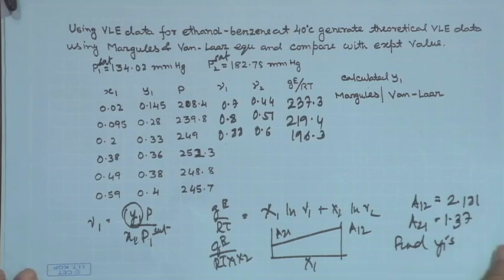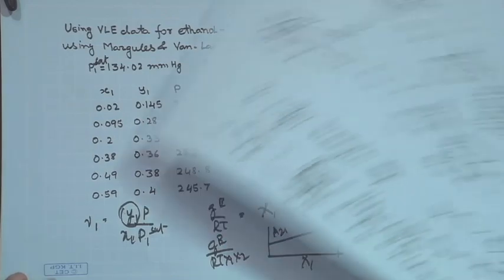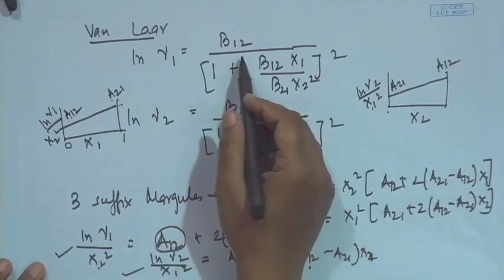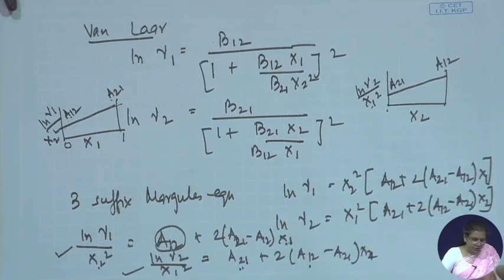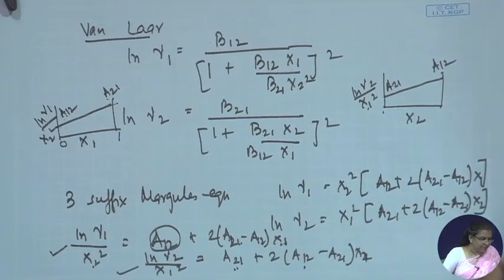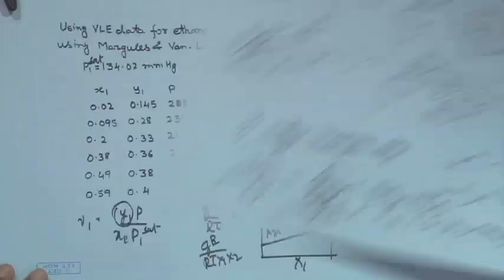Fine. So this was about the Margules equation. Now, what about the Van Laar equation? Just look at the Van Laar equation the way that I have written it down. In this case, how do you expect to proceed? Can we write it in this form?